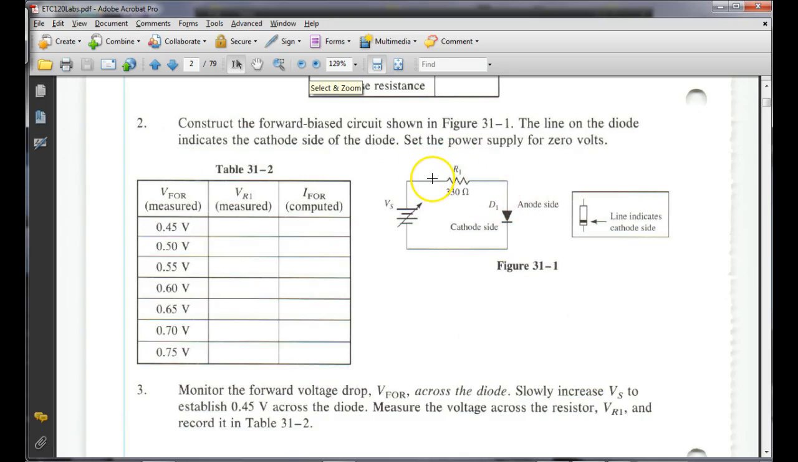So this is a common thing that we do in electronics. Instead of using an ammeter, if we've got a series resistor, we don't need an ammeter, right? You understand? Because we can measure the voltage across the resistor, and then we can use that to calculate the current. So this is one thing we'll do a lot in here.